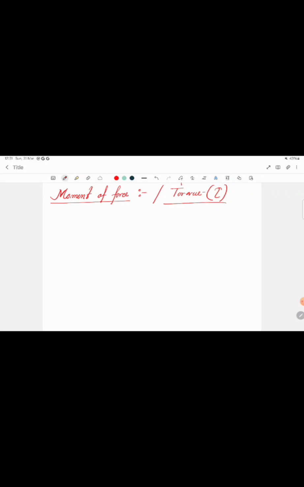Torque. In this case, suppose we are having a body that is pivoted at a point. Suppose A is the pivot point. Now we are applying some force on it, in this direction, at this position, so obviously the body will move in this direction.